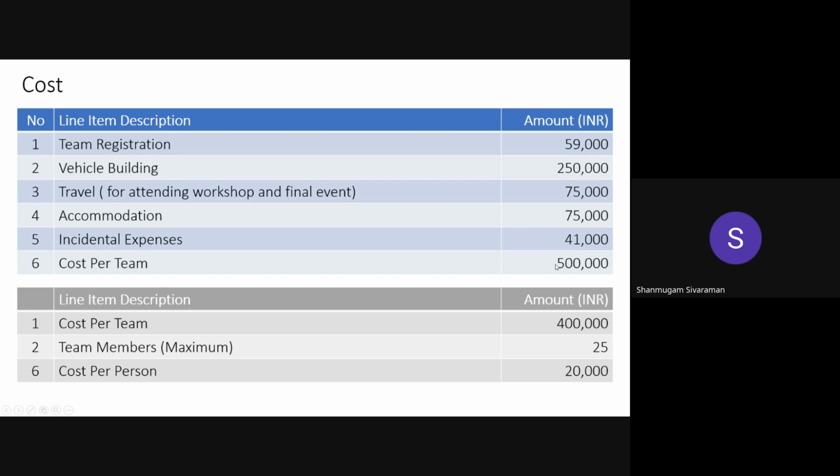And if you look at the electric 4-wheel prototype, the vehicle itself, I said the building cost is 2,50,000 rupees. So that's a prototype. Now we have designed this competition with certain things in mind. For the first year, you'll be spending about 3.5 lakhs for building the vehicle. But in subsequent years, you will be spending less.